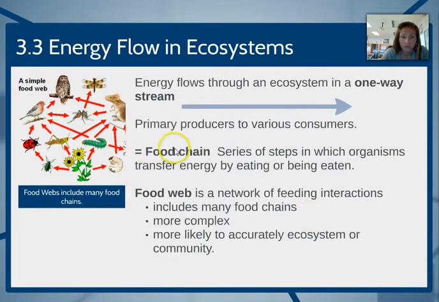We also use food chains, which are a series of steps in which organisms transfer energy by eating or being eaten. And a food chain is just what it sounds like. It's just a chain of organisms that are eaten by one another, and the energy is passed on in that way. Now, here in this picture, we actually have a food web, which is more complex than a food chain because it involves several food chains, and it is more likely to show a whole ecosystem or a community, not just one singular chain of events like a food chain does, hence the name.